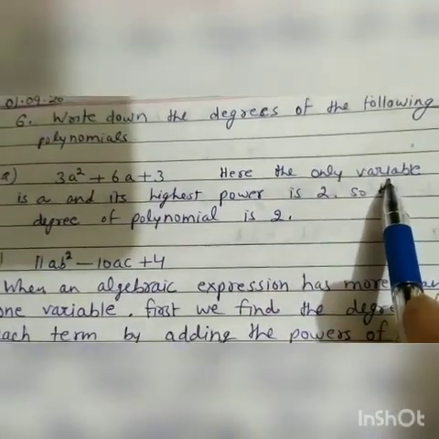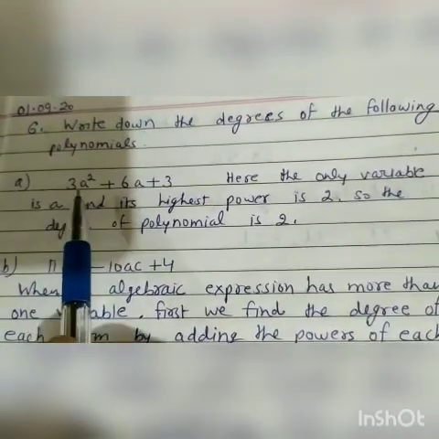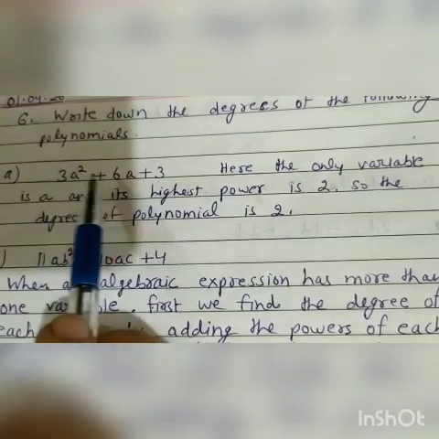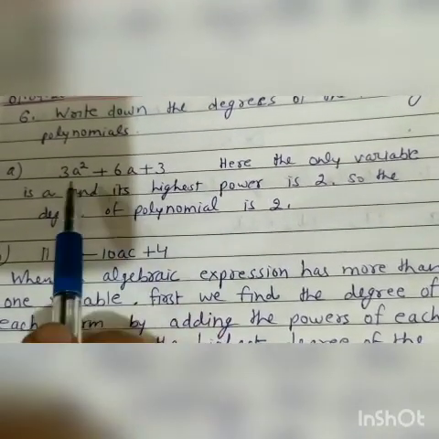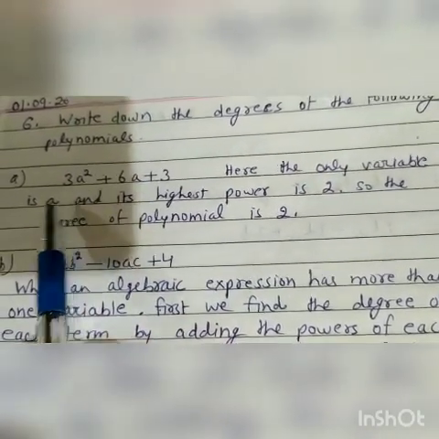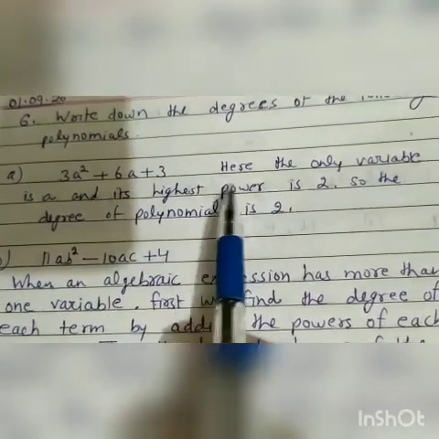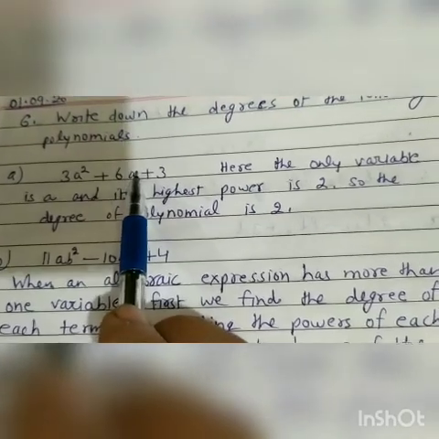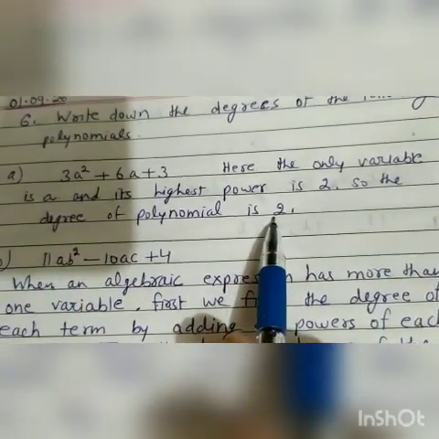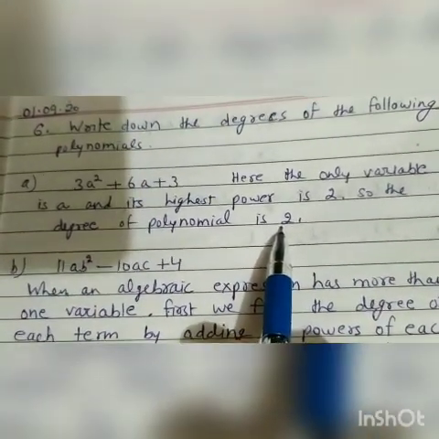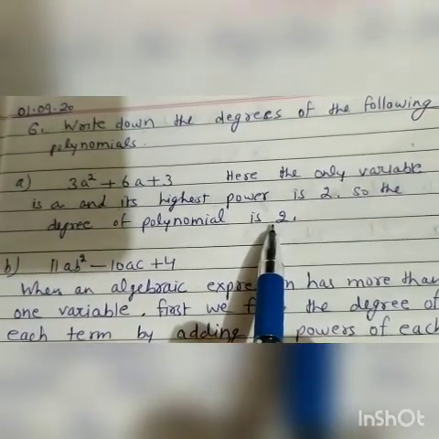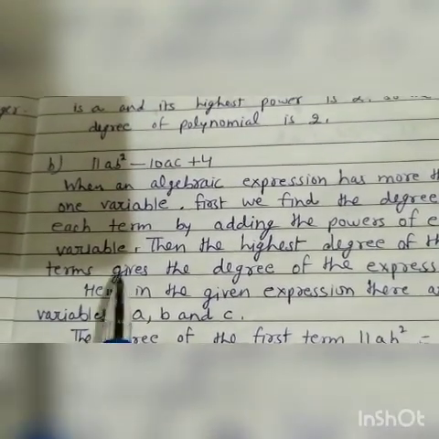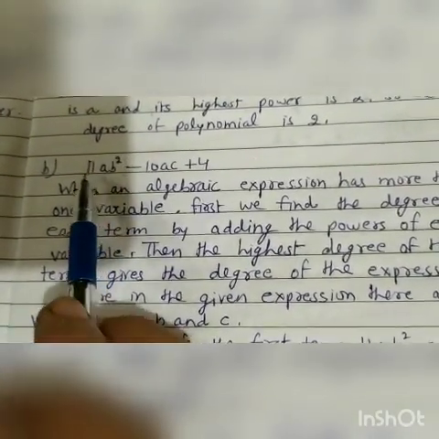Here the only variable is a, only one variable. There are three terms in this polynomial, first term, second term and third term. But only one variable is given, that is a, and its highest power is 2. Here power of a is 2 and here power of a is 1. So the degree of the polynomial is 2. The highest power of a term will be the degree of the polynomial. It will be more clear with other examples, other parts, other questions.